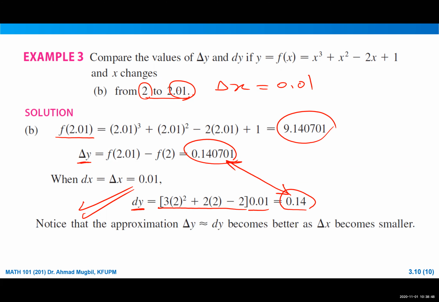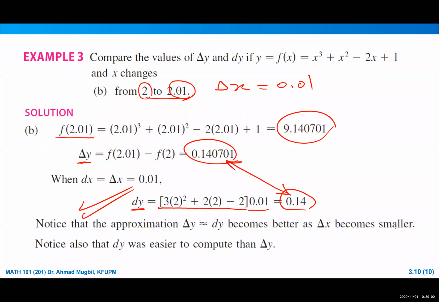And notice that the approximation delta y approximately equals dy becomes better as dx becomes smaller. Now here the accuracy is for 2 digits. It was before only for 1 digit. And also notice that dy was easier to compute than delta y.